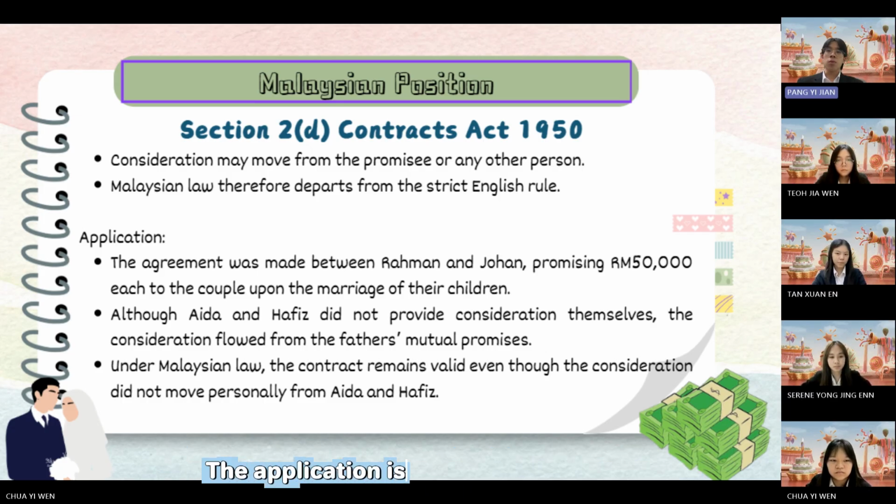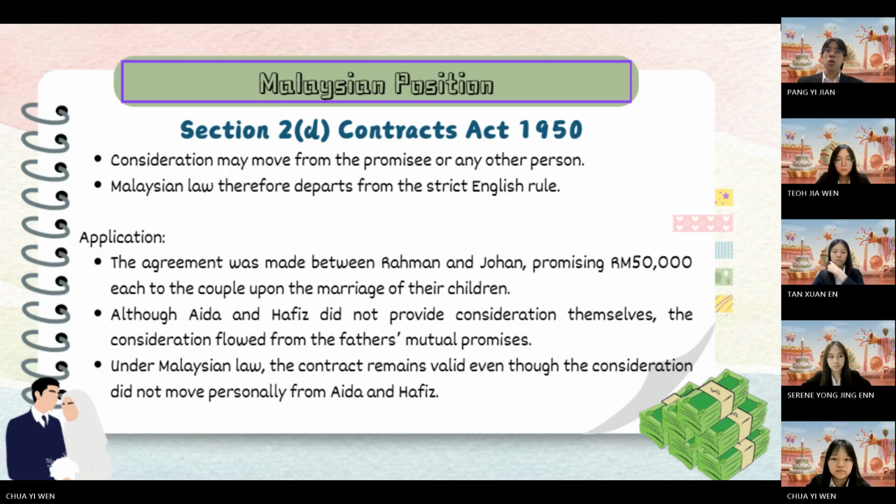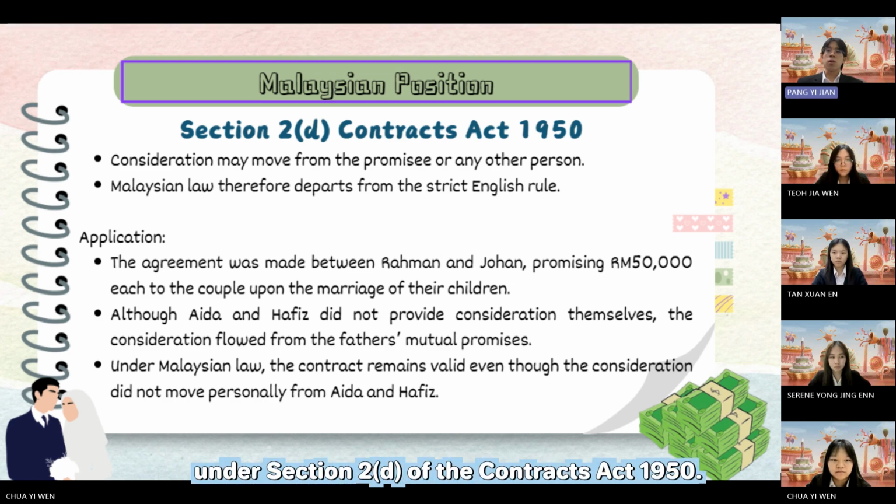The application is that, in this present case, the agreement was made between Rahman and Johan, whereby each promised to give RM50,000 to the couple if their children, Ida and Hafiz, marry each other. Although Ida and Hafiz themselves did not provide any consideration, the consideration flowed from the mutual promise exchanged between Rahman and Johan. Under Malaysian law, this is sufficient to constitute valid consideration. The fact that the consideration did not personally come from Ida and Hafiz does not matter under Section 2(d) of the Contract Act 1950.